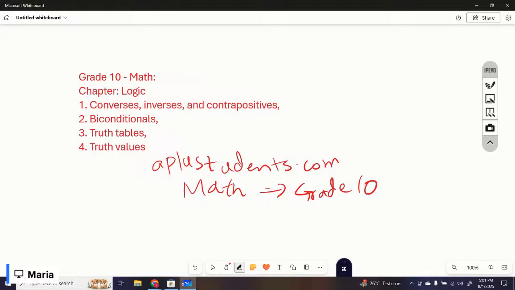The lessons we're going to cover today are converse, inverse, and contrapositives, biconditionals, truth tables, and truth values. Please make sure you have your notebook and pencil so that you get important examples.